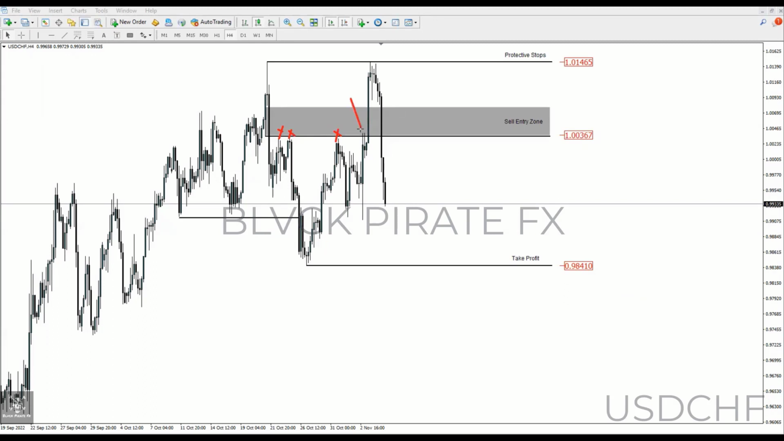So we have our first touch in there, and we're going to look on the lower time frames to see how we got activated. Of course, on this first touch, we were not activated. We did get activated somewhere in there, and price did reverse, trading lower. So a quick look on the lower time frame.